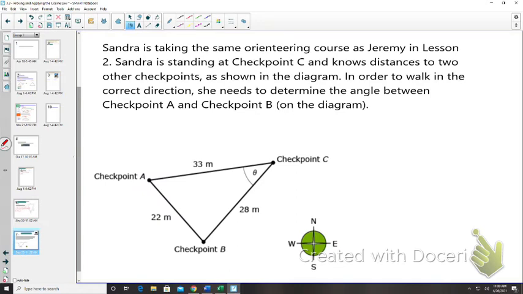Applications of the cosine law. Okay? So Sandra is taking the same orienteering course as Jeremy in lesson 2. Sandra is standing at checkpoint C.